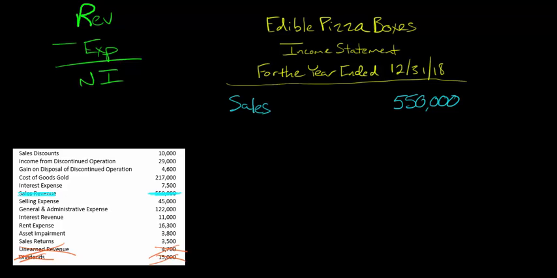Now we need to get to net sales. How do you get to net sales? We're going to subtract any sales returns or discounts. And we have both here. We have sales discounts, then we have sales returns. So let's subtract them out. So we've got less, and this just means minus, less sales discounts of 10,000, and then sales returns of 3,500.